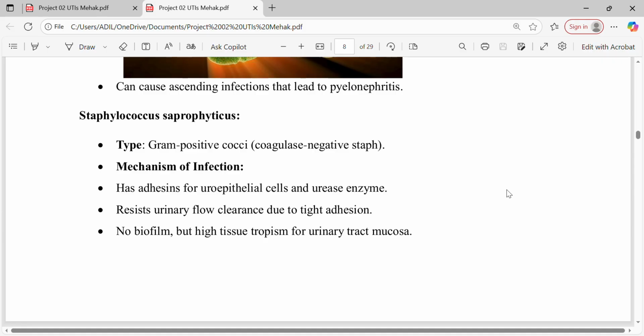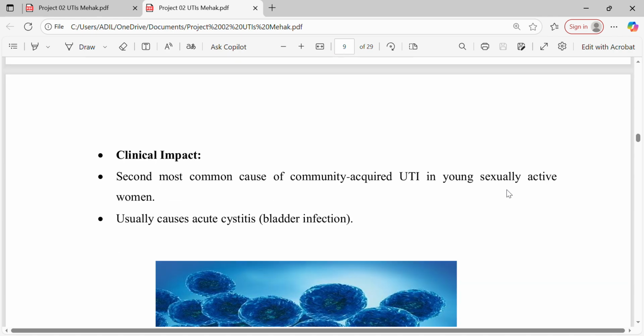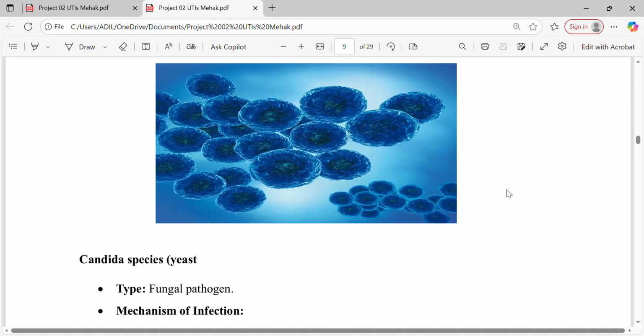No biofilm but high tissue tropism for urinary tract mucosa. Clinical impact: second most common cause of community-acquired UTI in young sexually active women, usually causing acute cystitis, bladder infection.